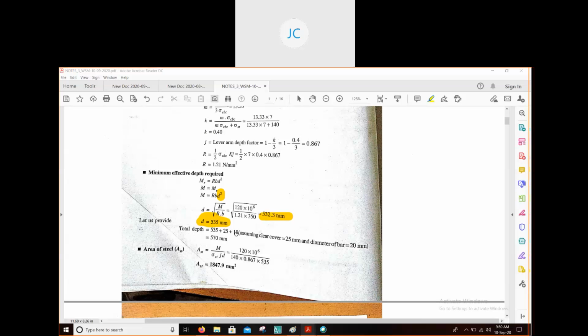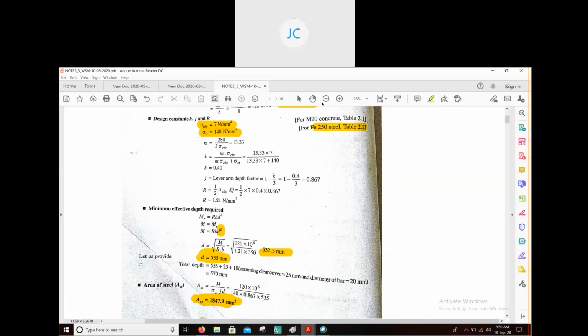So now we need to find out the value of AST. AST equal to moment of resistance divided by sigma ST into J into D. So this way we can find out the value of AST as well as total depth of beam.